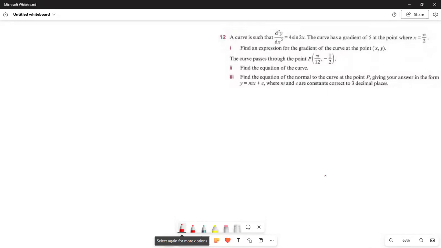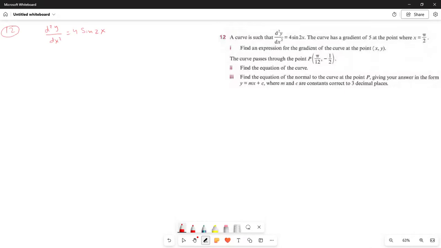We will be doing question number 12 today. Okay, this is a bit challenging question, I would say. So the second derivative is given, d squared y by dx squared, and this is equal to 4 sine 2x. The curve has a gradient of 5 at this point. Number one, find an expression for the gradient of the curve at this point.